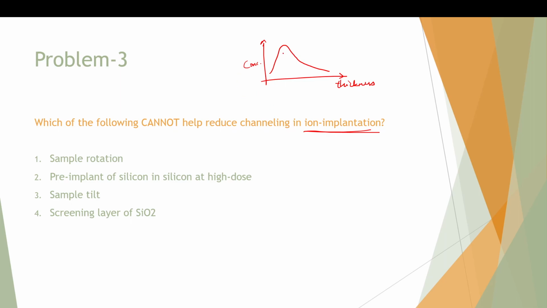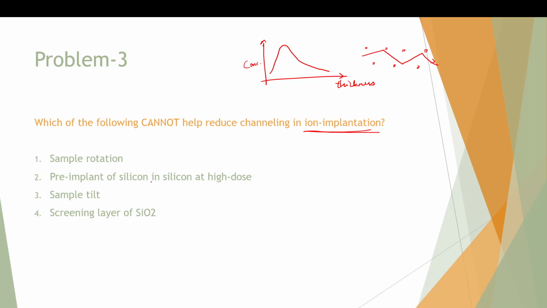So why is this channeling happening? Channeling is happening because we have a crystalline silicon substrate, and since the orientation is very stoichiometric, the ions might encounter collisions and enter a channel. In this channel, the number of collisions that they face is relatively lower than if they were going in some other direction. Because of that, we see these tails. So the thickness is not as we expect. Then what can help reduce this?